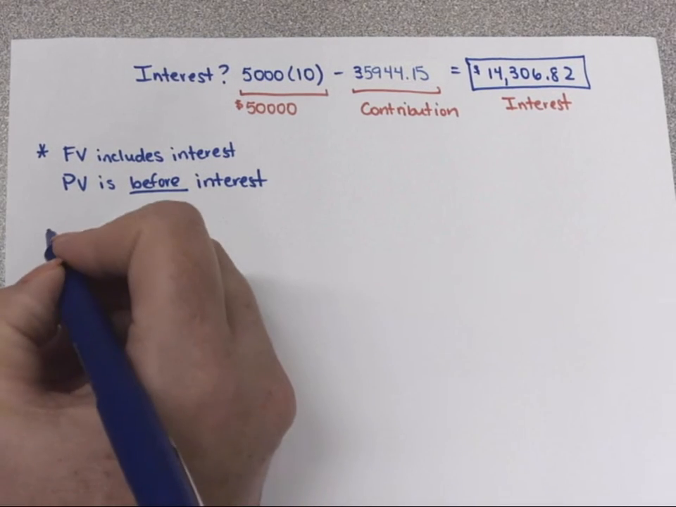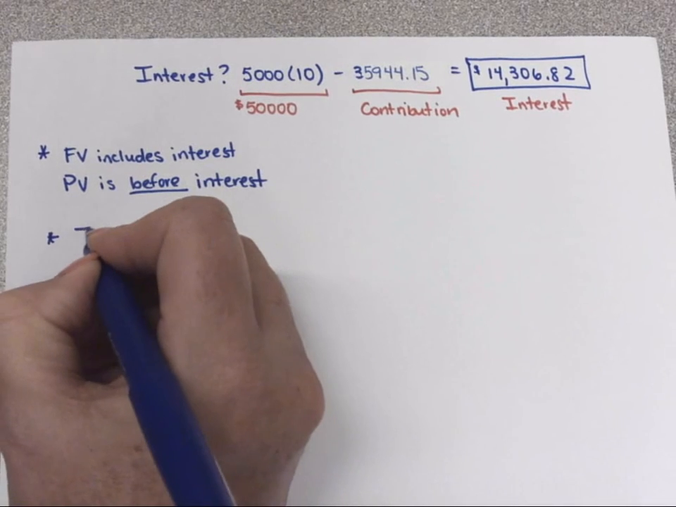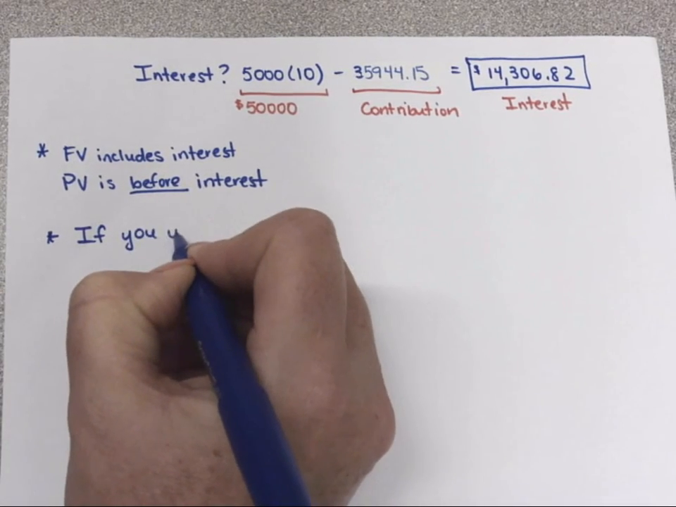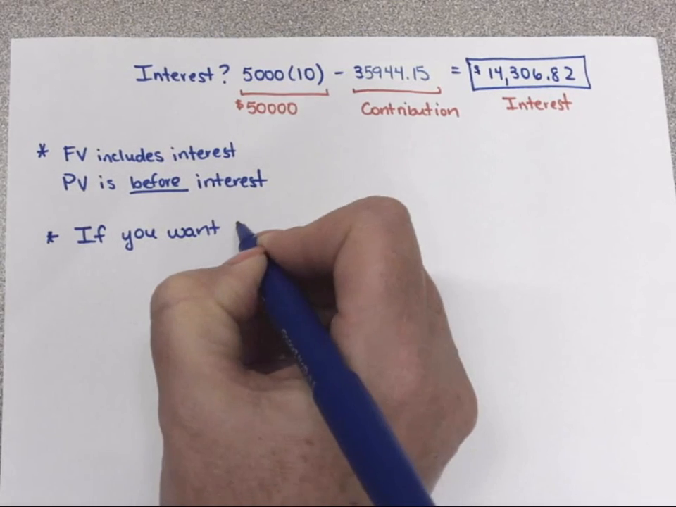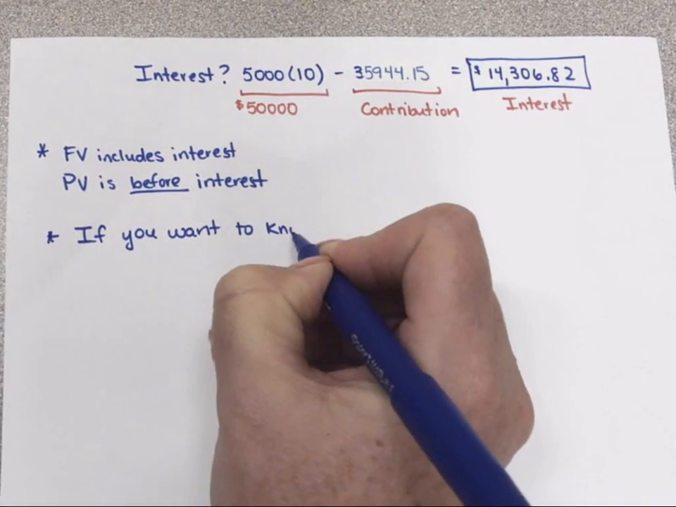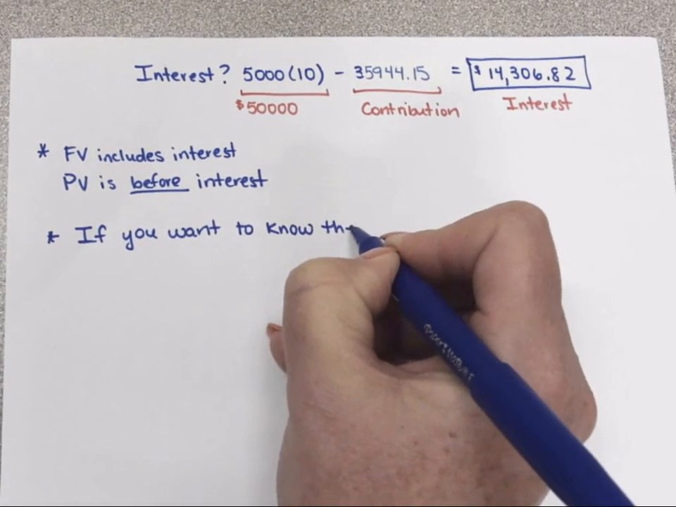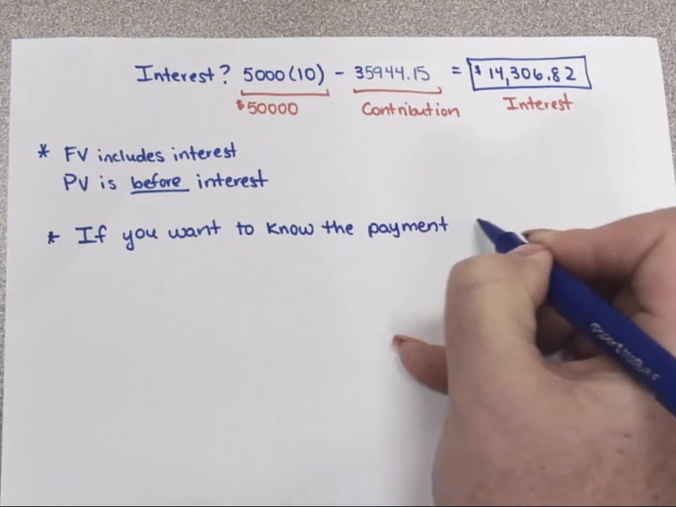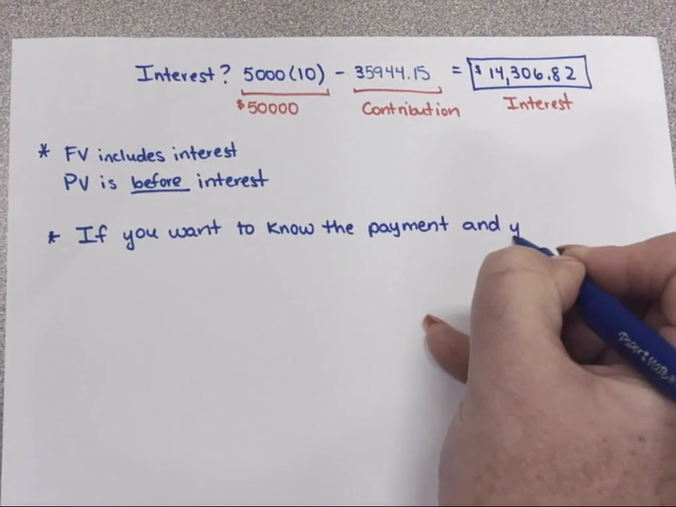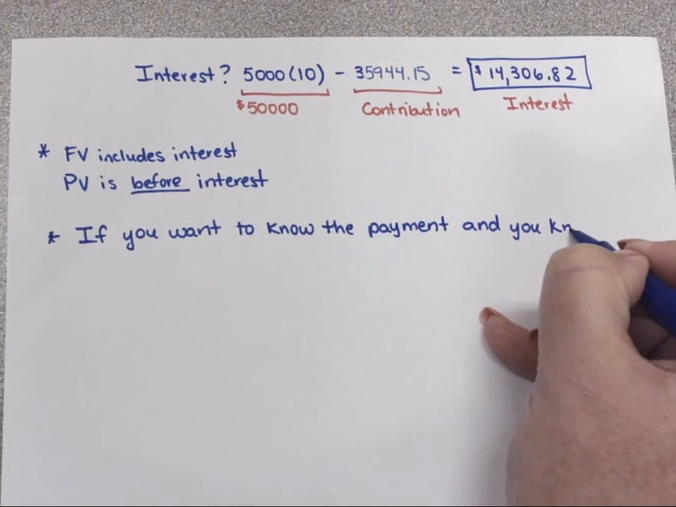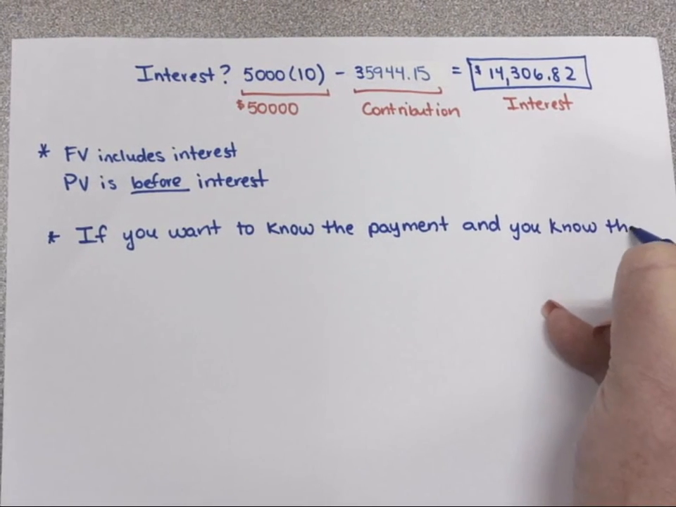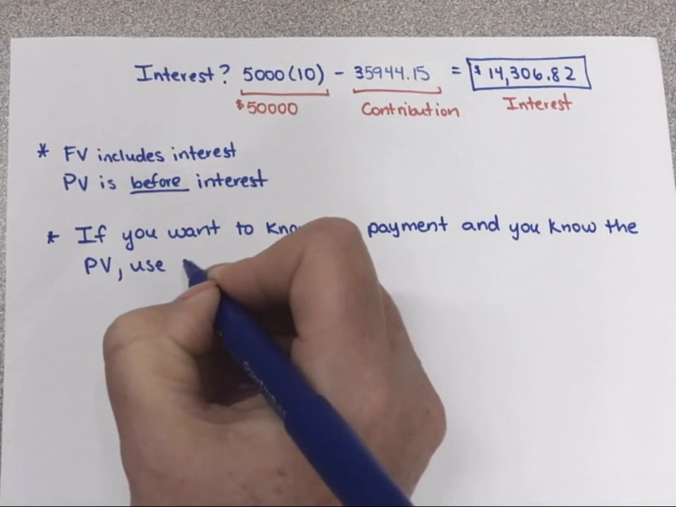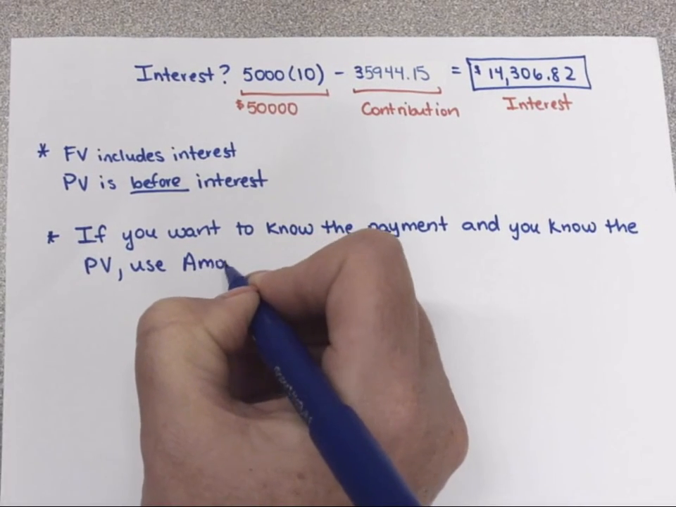All right, so we looked at present value last time. So what about if you want to know the payment of a present value situation? If you want to know the payment, and you know the present value, that's where the amortization formula comes in.